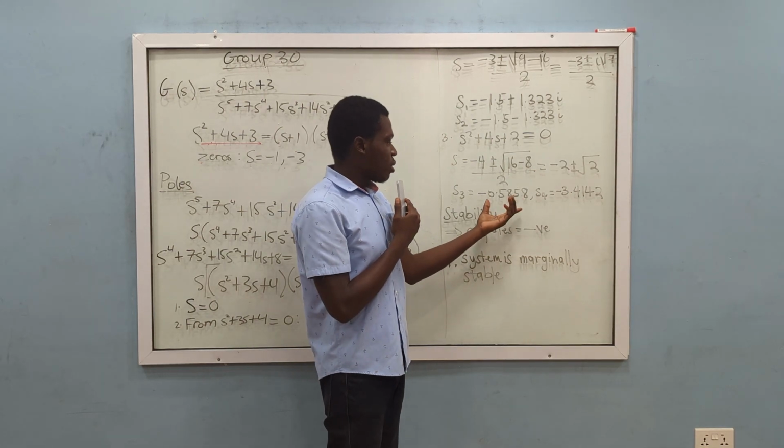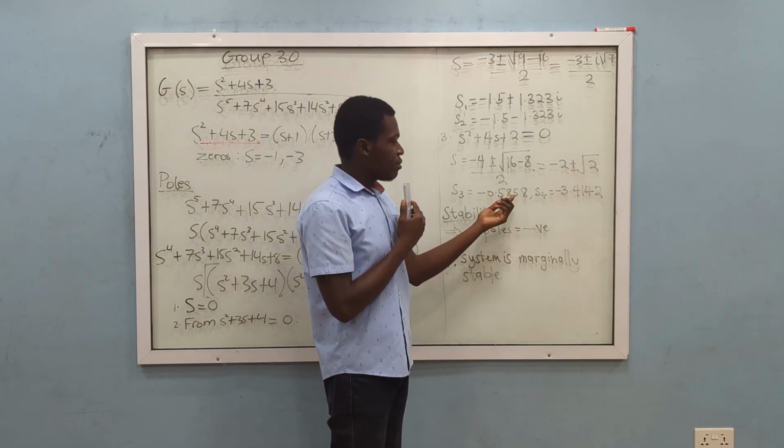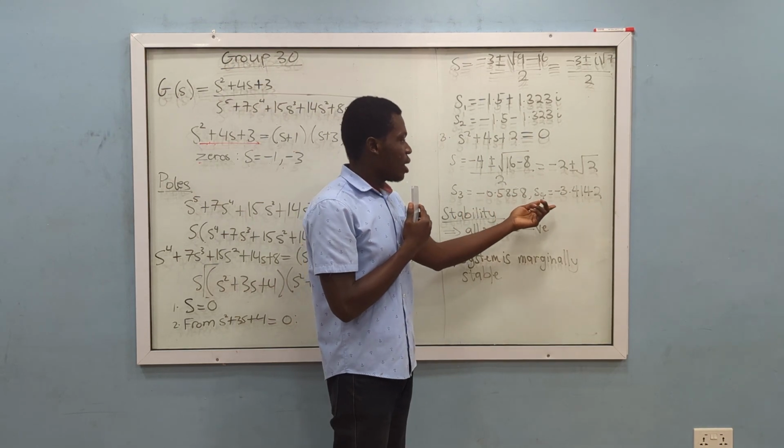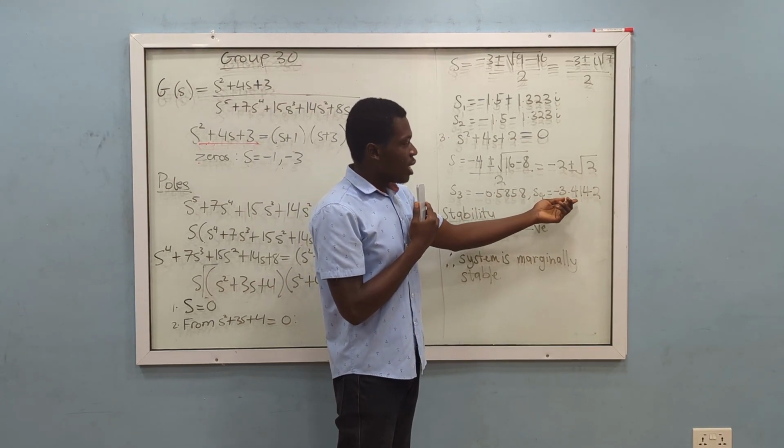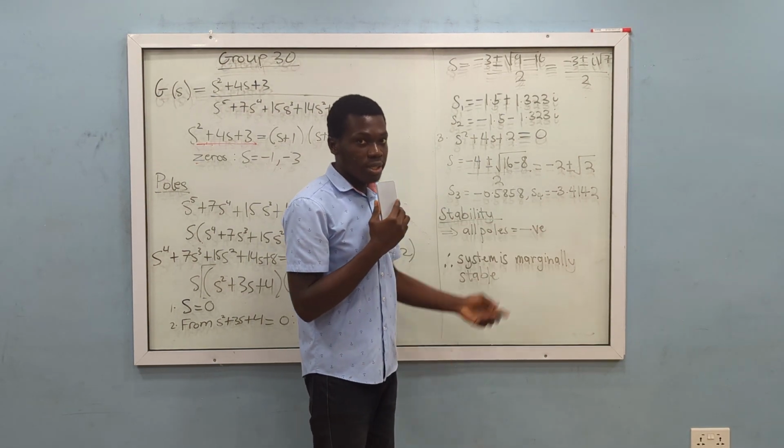And in decimal form, we get -0.5858 to 4 decimal places, and then same for the last root, -3.4142 to another 4 decimal places.